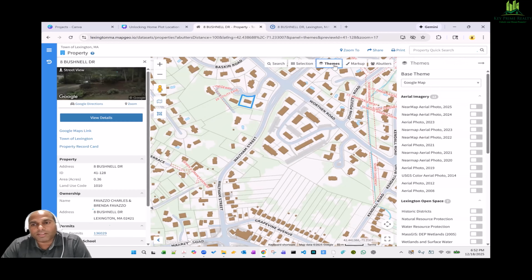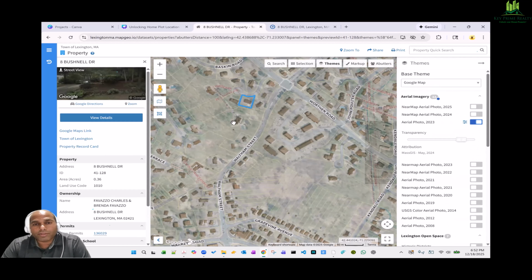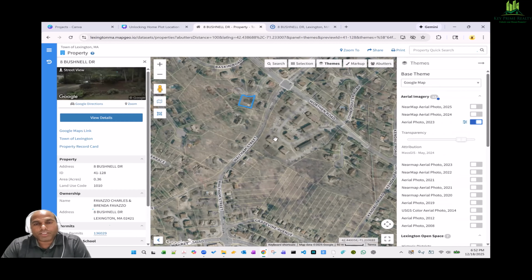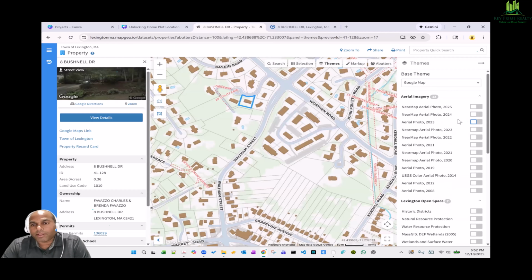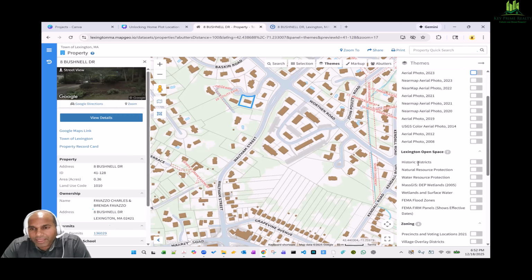Now themes, this is very important. So in the themes, you can see aerial photography. Here it is just drawn maps, but aerial photography will give us the actual pictures from the top. And the aerial photography has historical imagery too. So if you switch between 23 to 24, 25, you can see from the top what changes have taken place. If there is a new build that happened, you can clearly see. So that's aerial imagery.